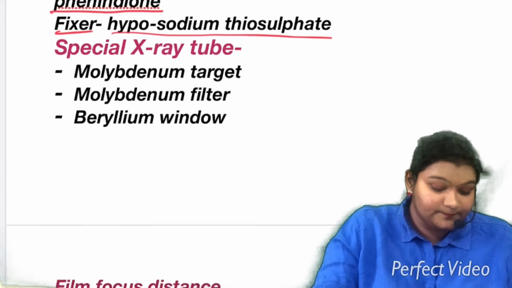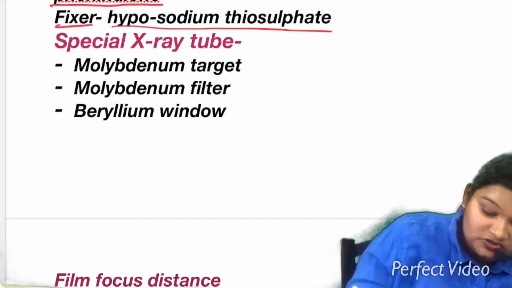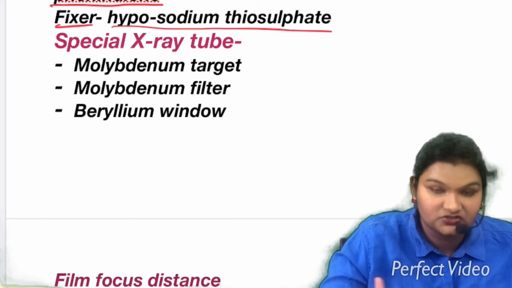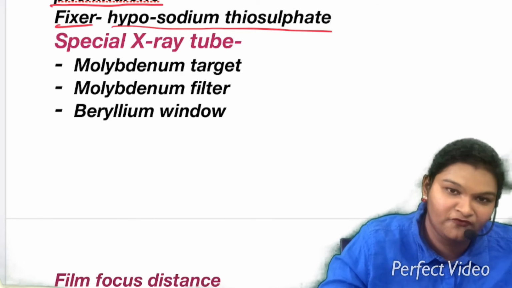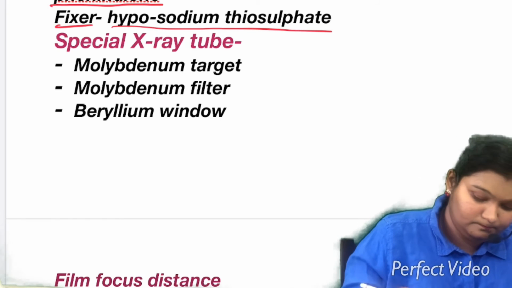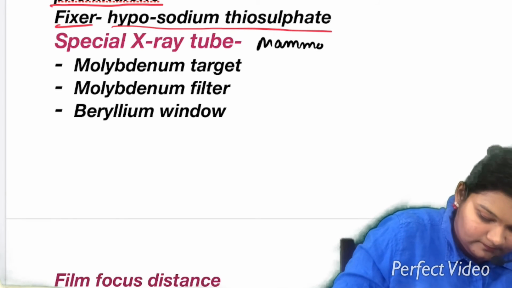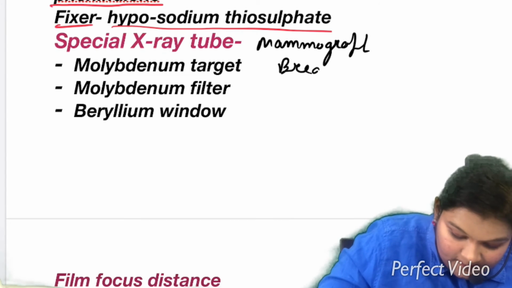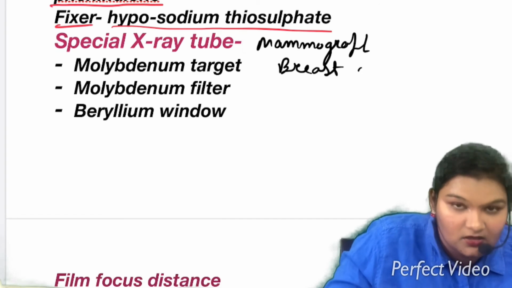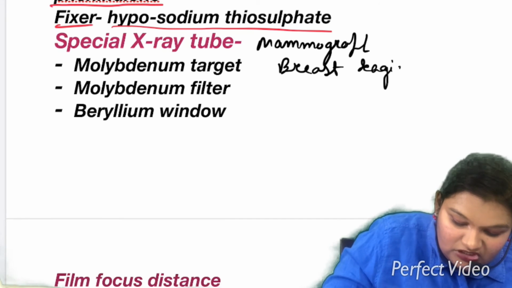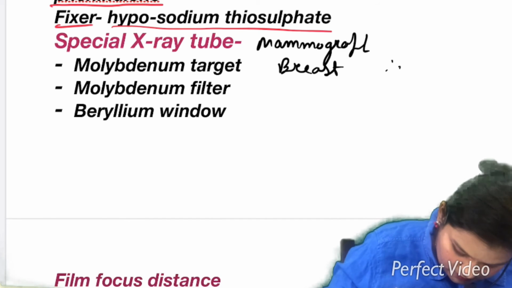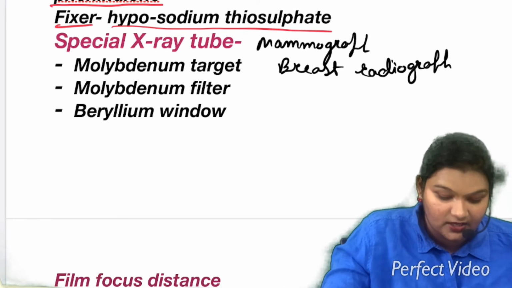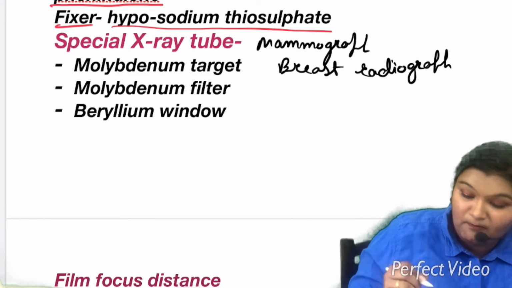Now let us move towards the special X-ray tube. These are the exceptions. We are going to see this in depth in further lectures on mammography, but just cover it here for the sake of MCQ. So this is specific to mammography. What do you mean by mammography? Radiograph of breast.